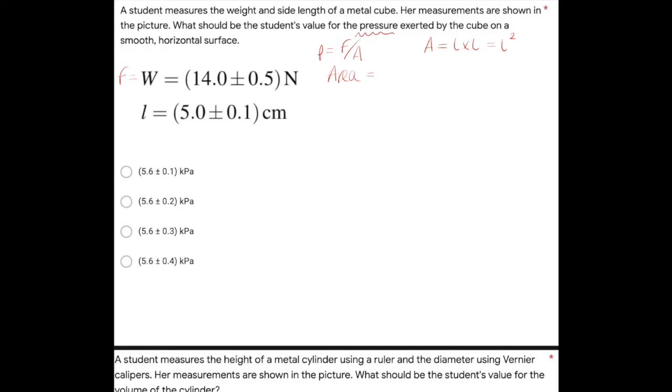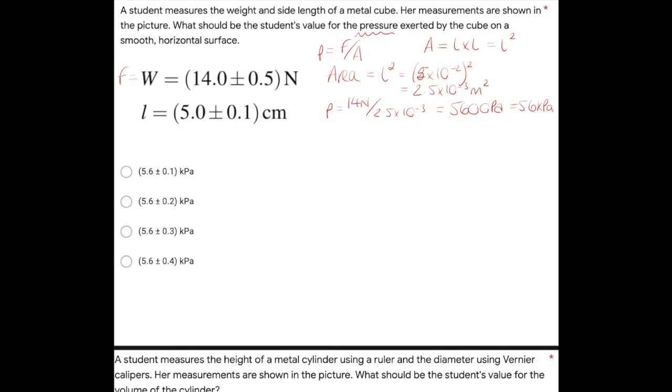So let's start by working out the actual area that we're looking at. We know that area is L squared, as we've said, and L is 5 centimetres, so that's 5 times 10 to the minus 2 squared, giving us an area of 2.5 times 10 to the minus 3 meters squared. Then we can feed that into our formula for pressure. So we've got 14 newtons divided by 2.5 times 10 to the minus 3, giving us a pressure of 5,600 pascals, which is equal to 5.6 kilopascals. No surprise there. We can see that's our option, so that is fine.